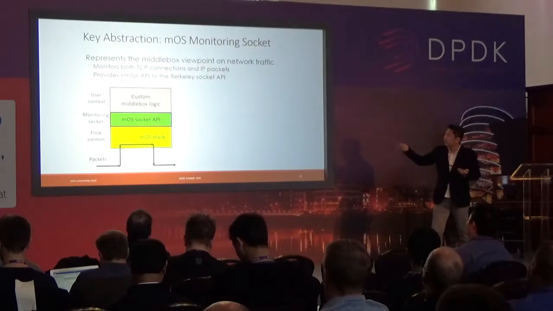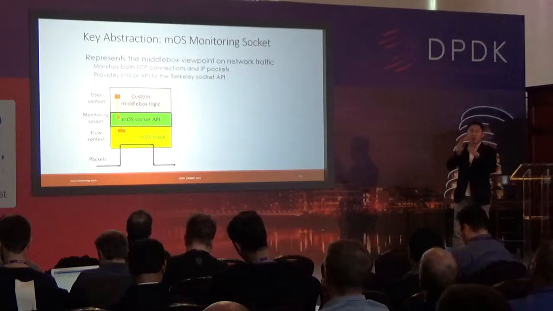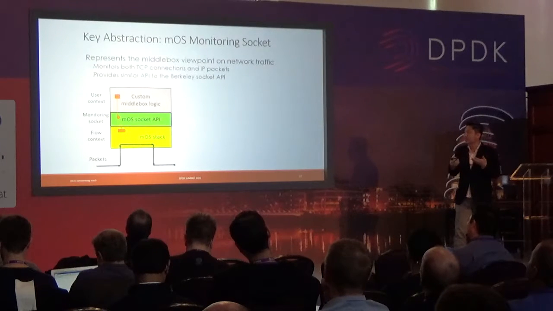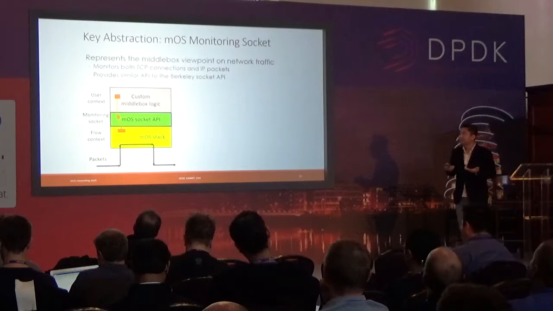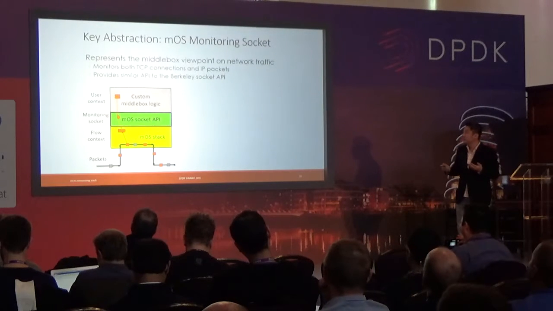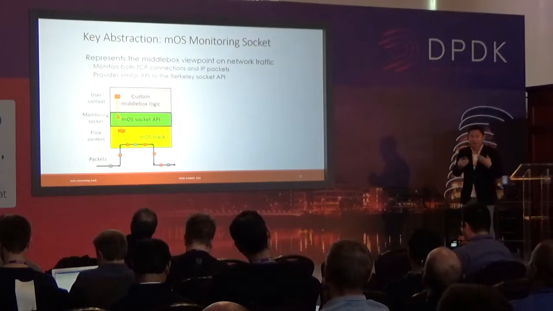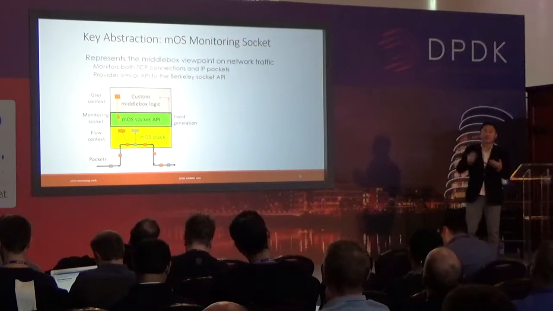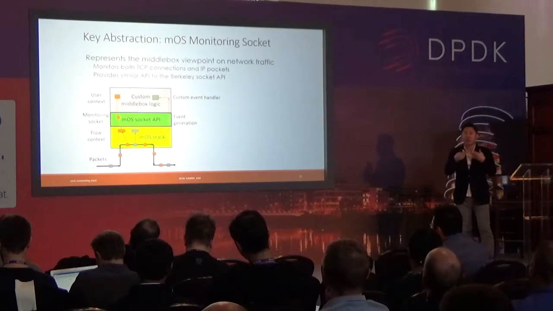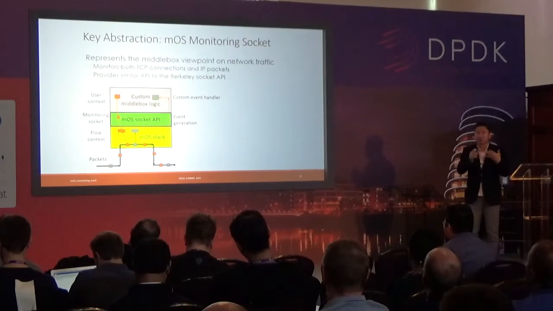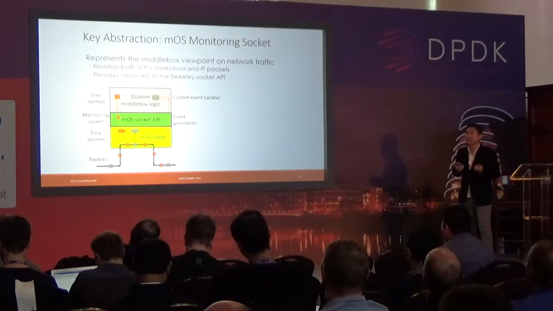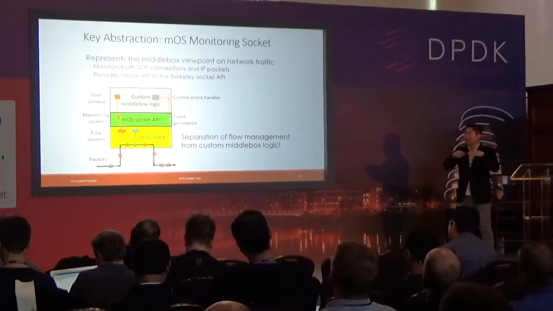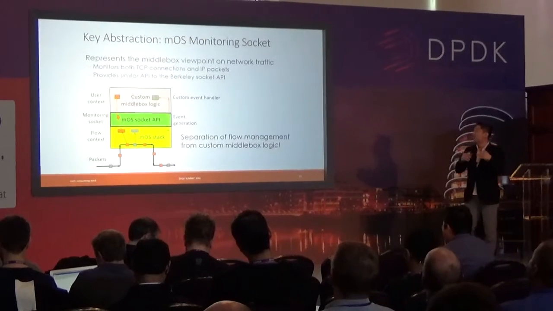If you look at this picture here, you need to implement the custom middlebox logic part. You create a socket using the socket API and install the event. Then packets come in, and the mOS stack automatically tracks the flow. When some interesting condition is met, that event is generated, and then you execute your event handler to handle these events. With this, we separate the flow management part, the mOS stack part, from the custom middlebox logic.